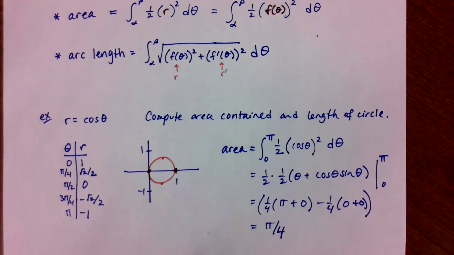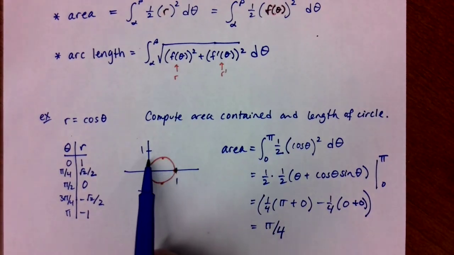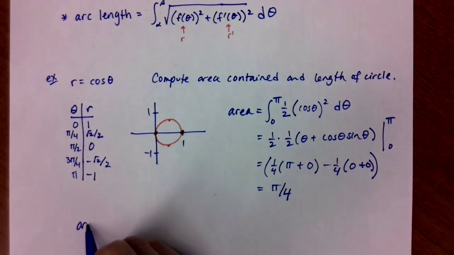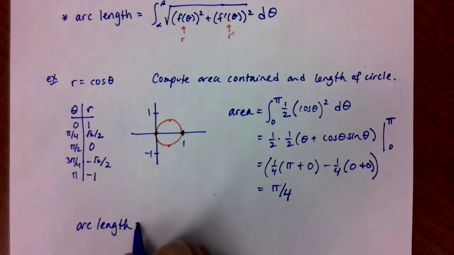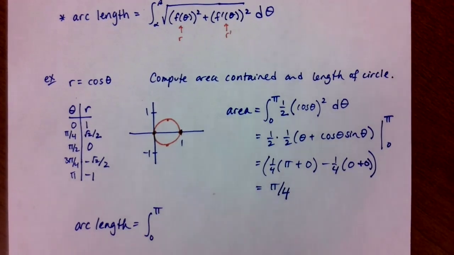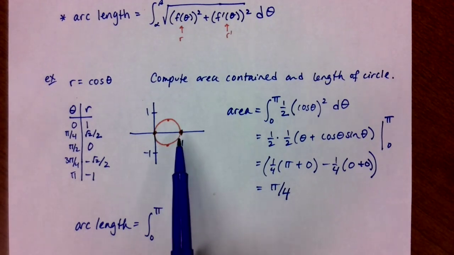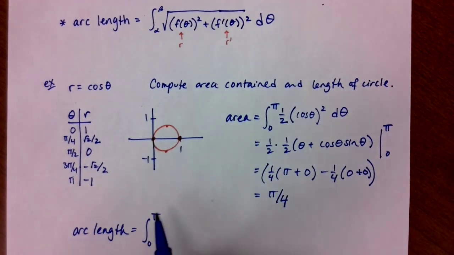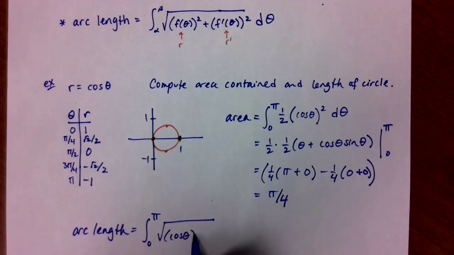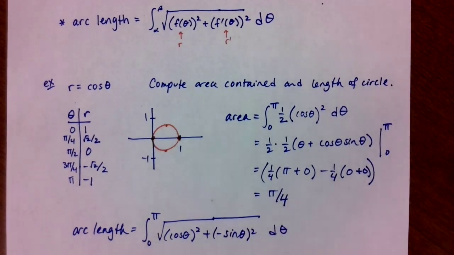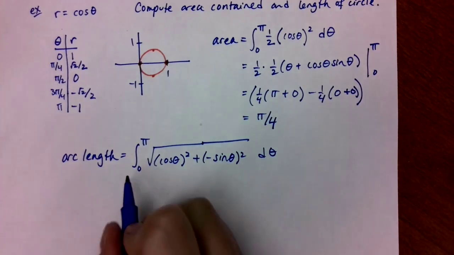If we wanted to compute the arc length, so the actual distance traveled tracing out that circle exactly once, we would use our other formula. Again, I want to integrate 0 to pi because those are the theta values that trace this circle out exactly one time. And my formula is square root of f of theta squared plus f prime of theta squared d theta. And this one simplifies down really nicely.